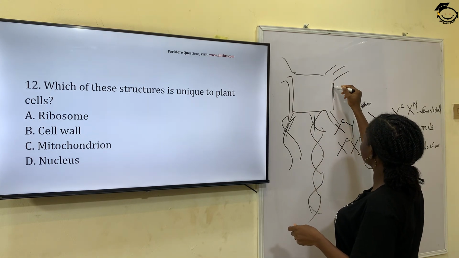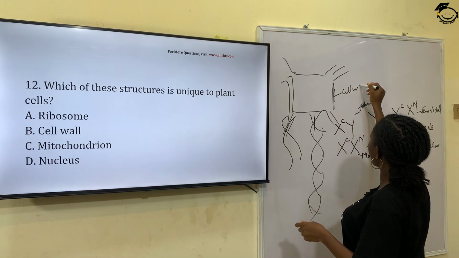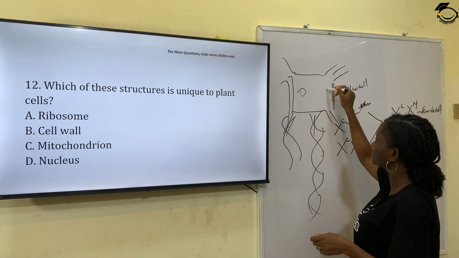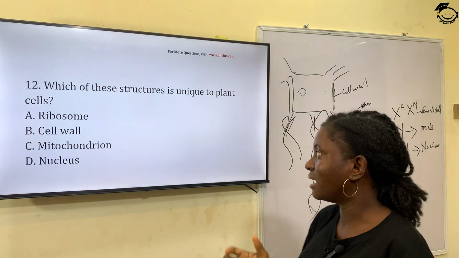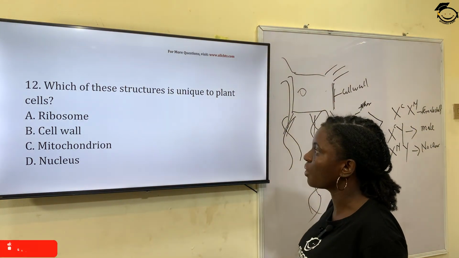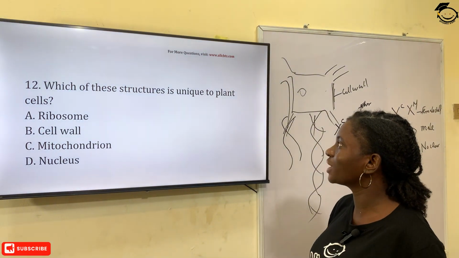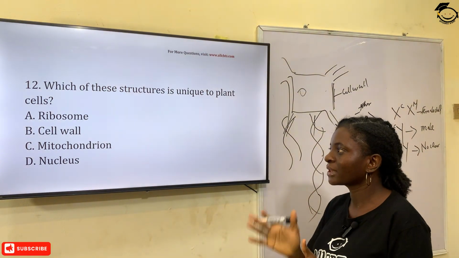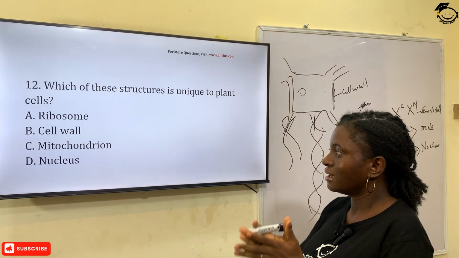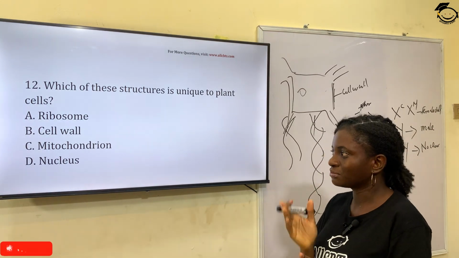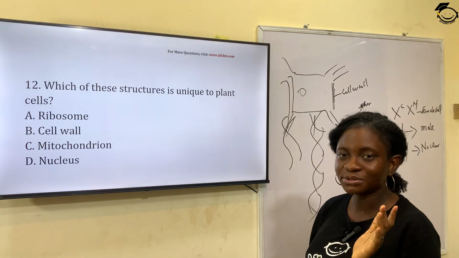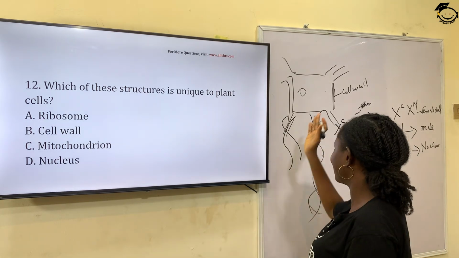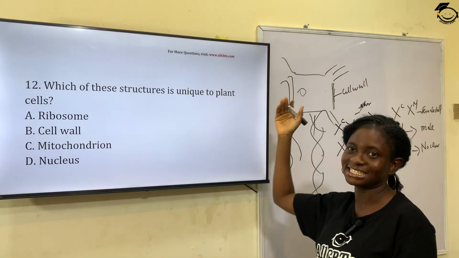So this is like the cell wall, and others include the nucleus and many others inside the cell. Which of these structures is unique to plant cells? Option A, ribosome. Option B, cell wall. Option C, mitochondrion. Option D, nucleus. I've explained and I've said the answer is cell wall.